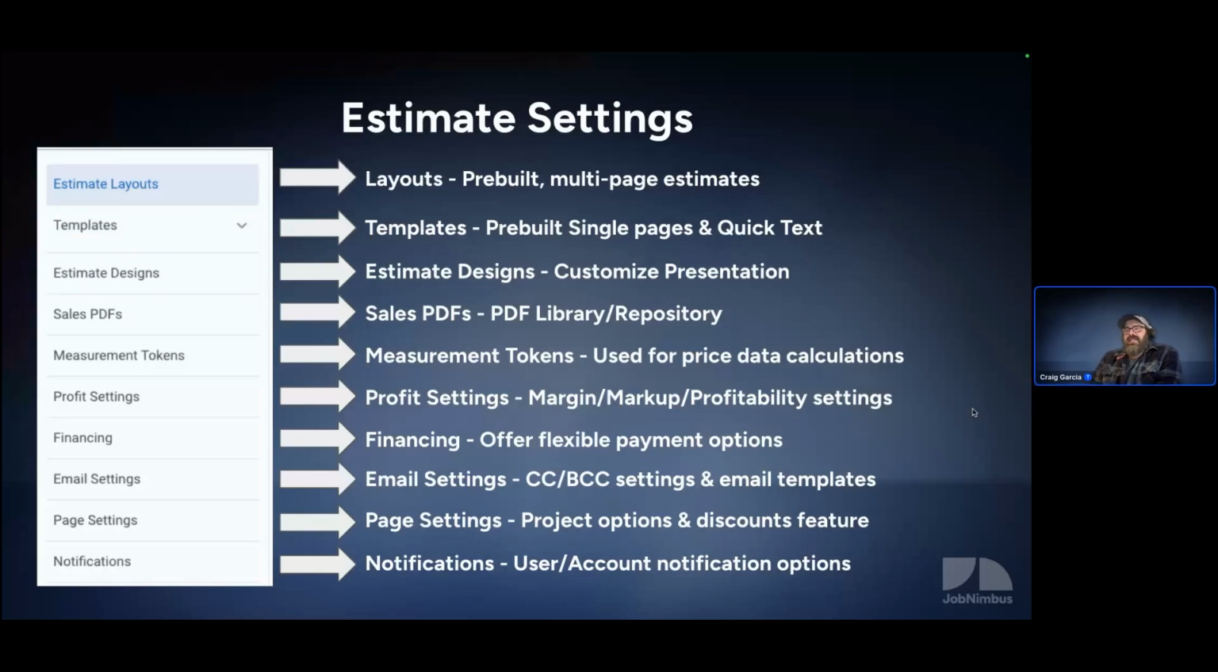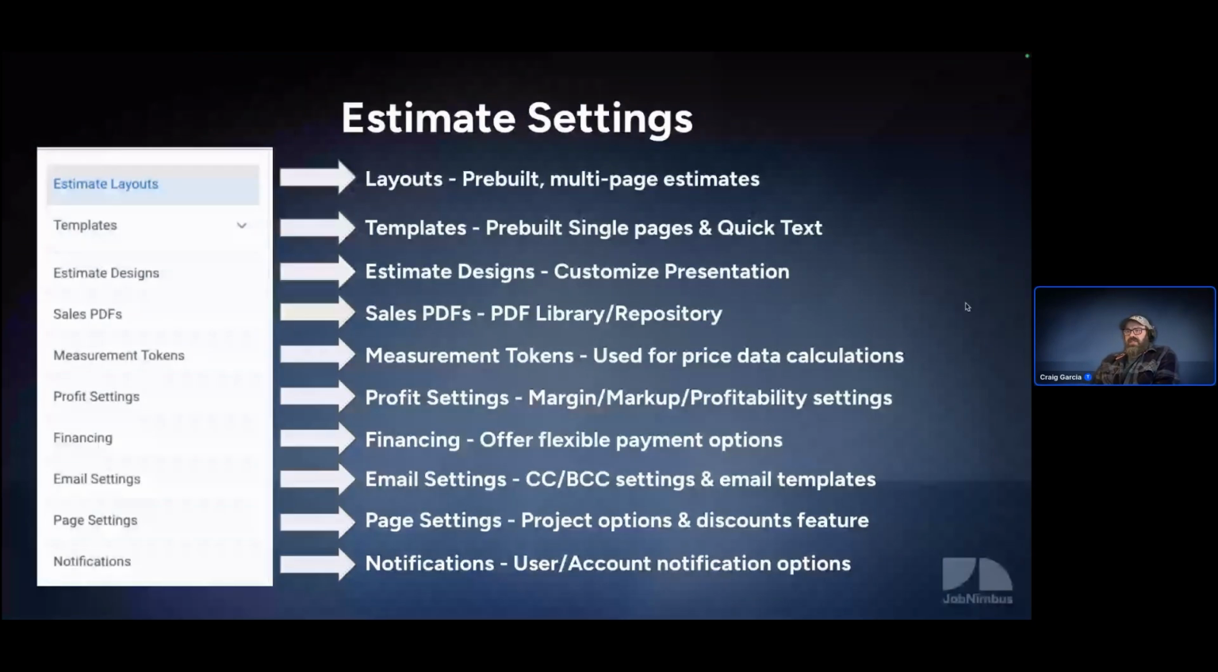The estimate design section is where you're going to customize your presentation, with different looks and feels. We currently have 6 different choices and you can switch between them as you see fit. The sales PDF section is our PDF library or repository. That's where you're going to take all of your content and upload it into a central location for all of your admins to use, whether creating an estimate or creating layouts. You want to have all of this content in one location.